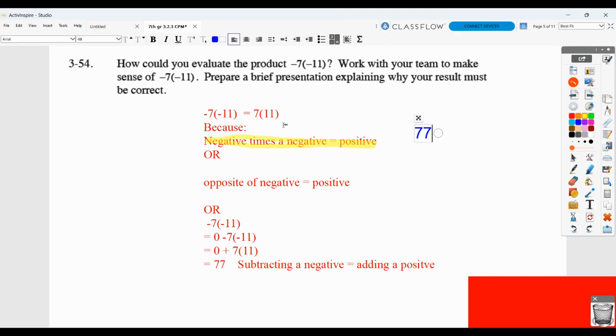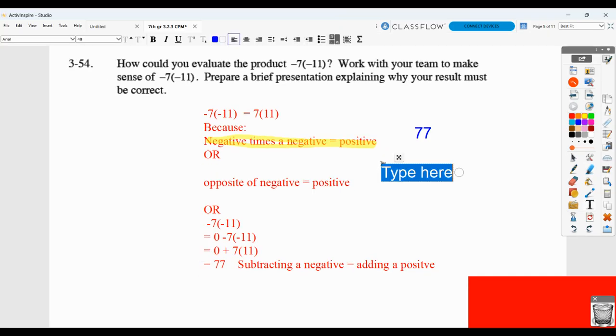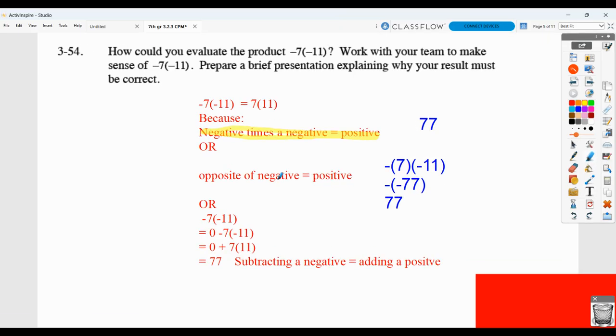Another way you can think of it is as the opposite of the negative. So if we just had this portion, 7 times negative 11, well, that would be negative 77. And we know another way of thinking of the negative of that is the opposite of that. So the opposite of negative 77 would be positive 77. Opposite of a negative is a positive, so we can think of it that way.